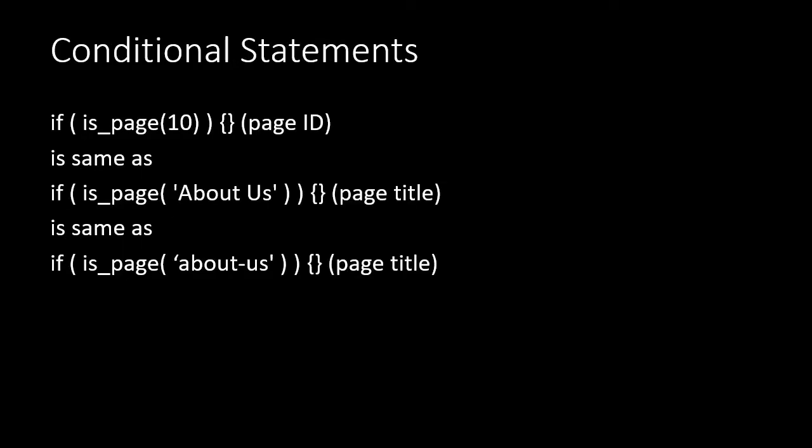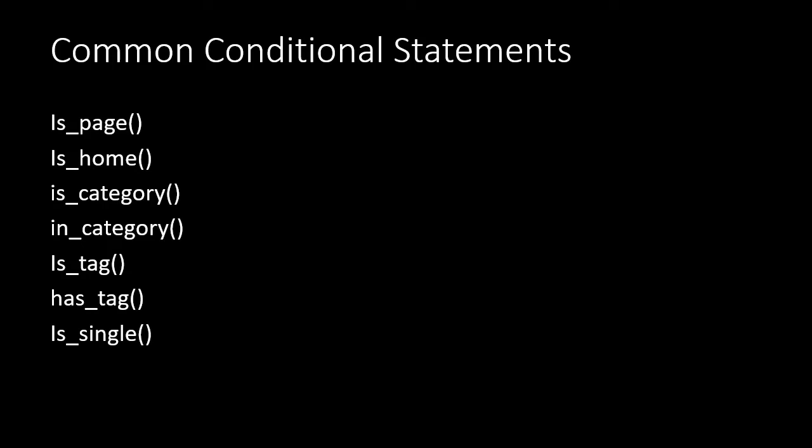And we've seen how we can modify this by including parameters inside the brackets. So if we are dealing with an About Us page that has the page ID 10, then we can say is page 10 in brackets, and that identifies that About Us page. But that's exactly the same as using the page title. So if the page title of the About Us page was About Us, we could include that in the brackets. But that's the same as well as including the page slug, which would be about-us. So all of those equate to the same thing. That applies to all of these conditional statements. We can use the page ID, the page title, or the page slug.